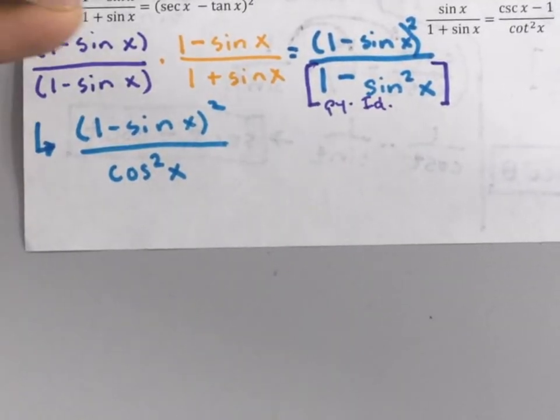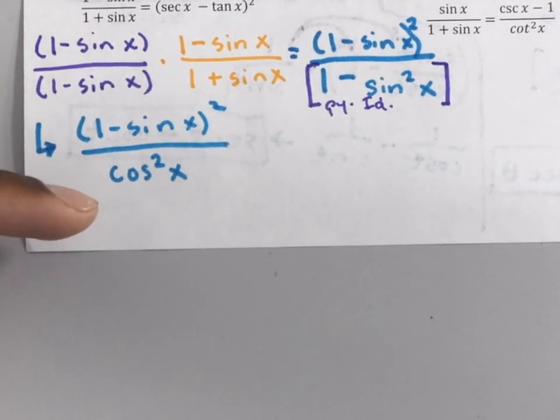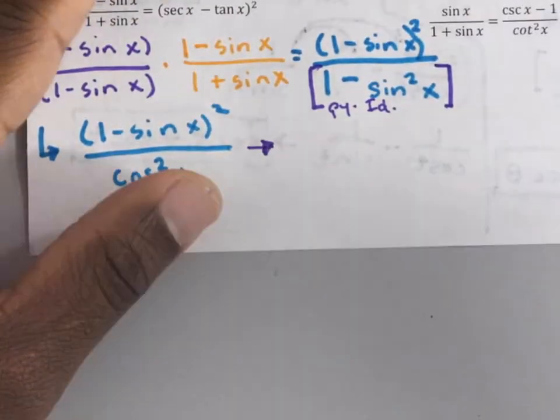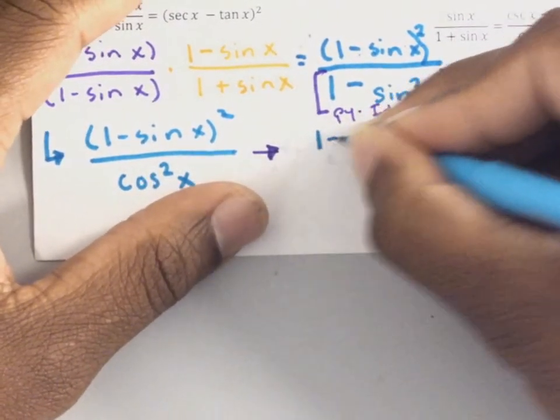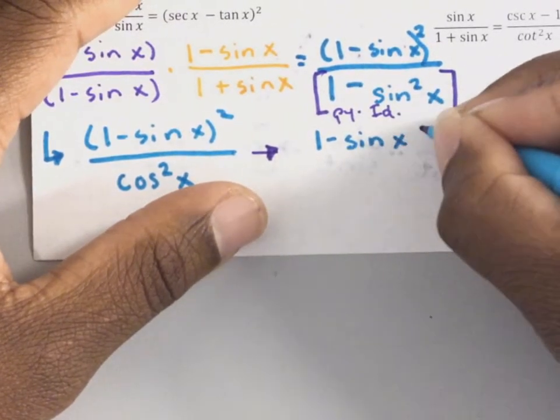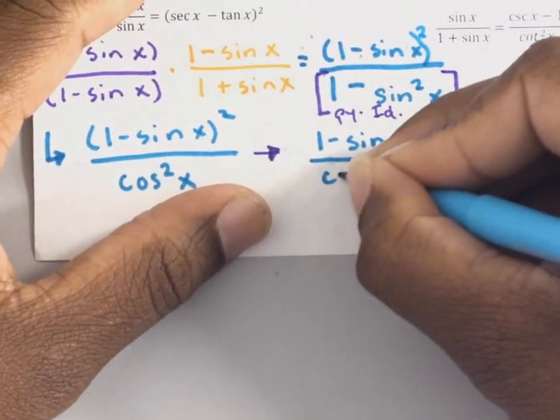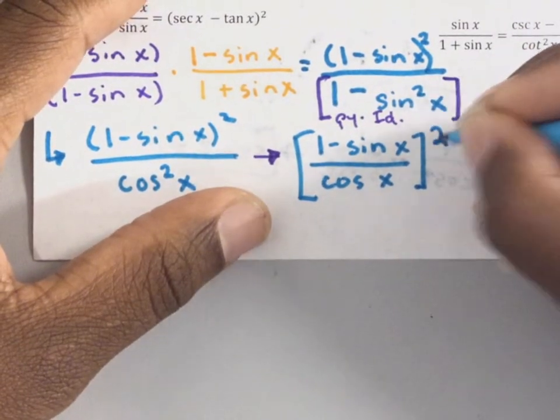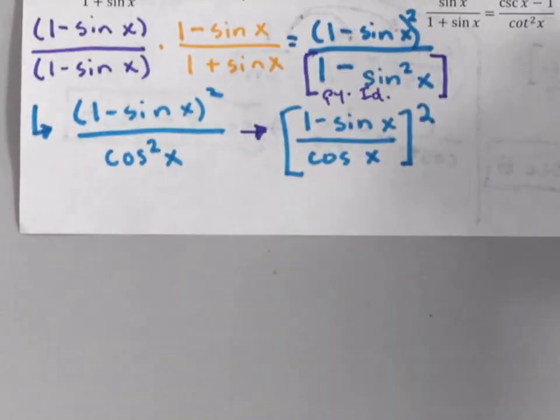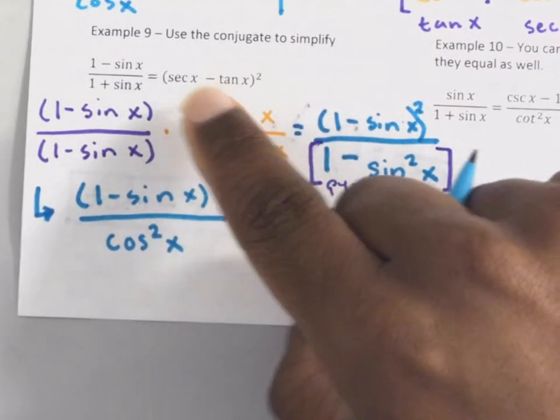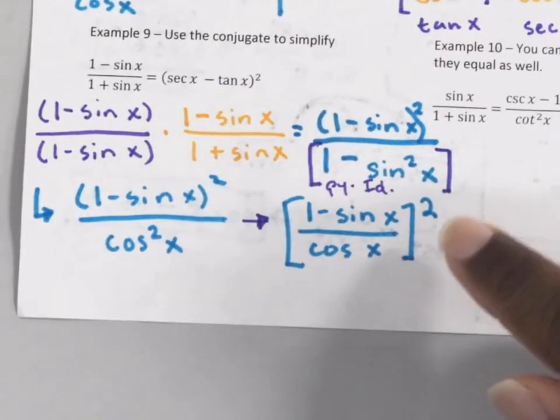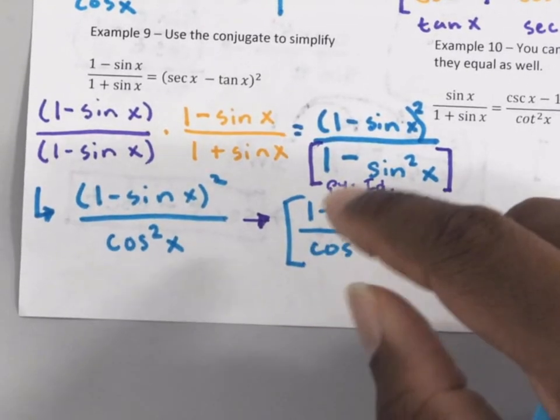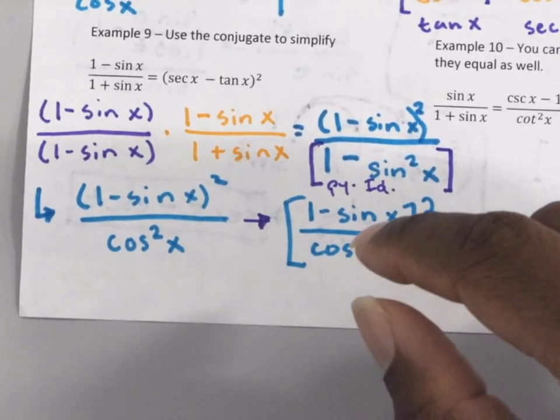So now, the top is squared, the bottom is also squared, right? So if I rewrite it, I'm basically squaring the whole thing, meaning 1 minus sine x over cosine x is all being squared. And I'm thinking about my end goal. Notice how everything's in the parentheses and the squared is just on the outside. So I'm almost where I need to be. I just don't want any fractions, but I think I can deal with that.